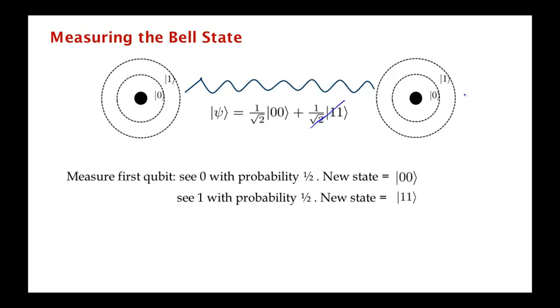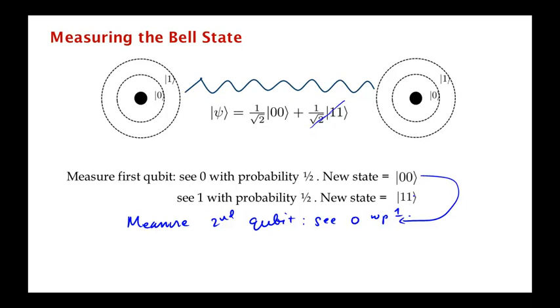Now, what happens if after this you measure the second qubit? Well, the answer is clear. If you measure the second qubit, in this case you would see 0 with probability 1. And in this case, you would see 1 with probability 1. So it's as though there's this strange coincidence between the two measurements of these two different particles, even though they might be arbitrarily far apart.